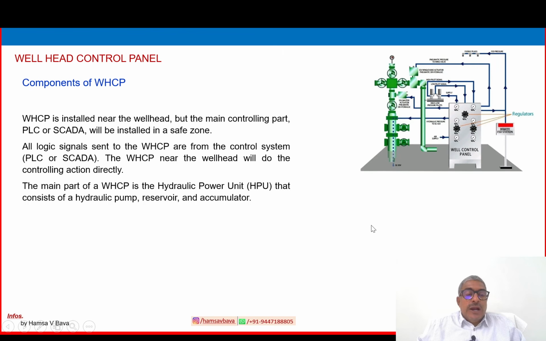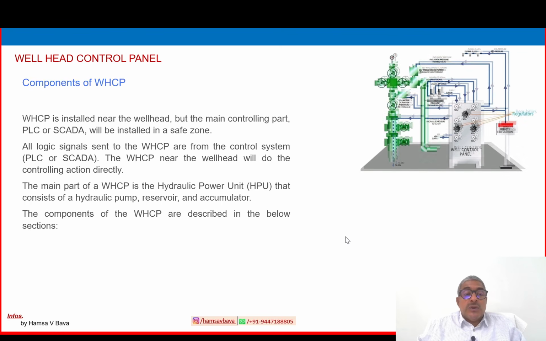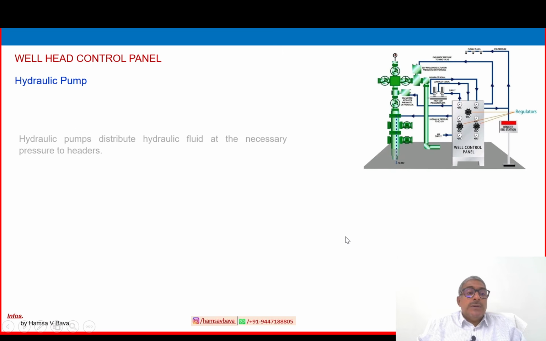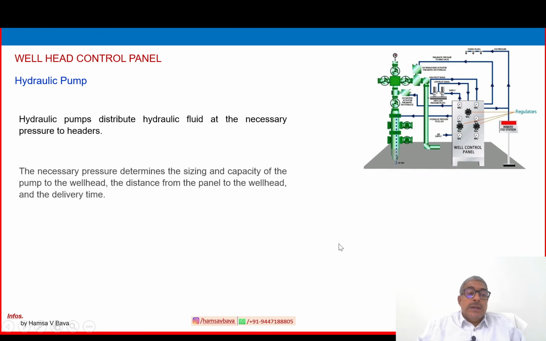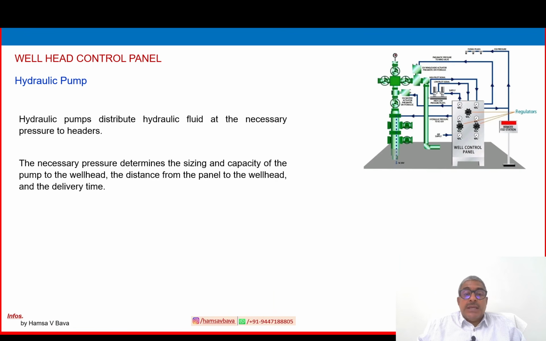The main part of a wellhead control panel is a hydraulic power unit that consists of a hydraulic pump, reservoir and accumulator. The components of the wellhead control panel are described in the below section. Hydraulic pump. Hydraulic pumps distribute hydraulic fluid at necessary pressure to the header. The necessary pressure determines the size and capacity of the pump, the distance from the panel to the wellhead, and delivery time. The process control system, which is either a PLC or a SCADA, controls the motor.